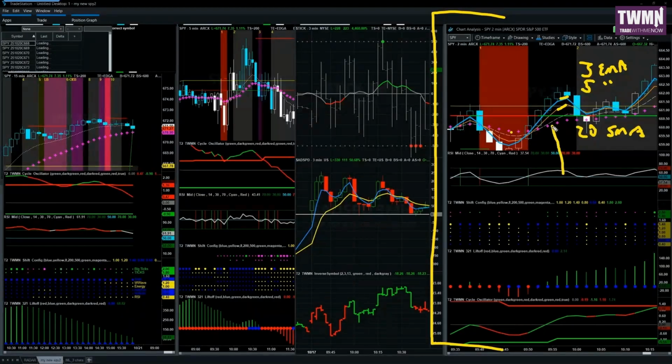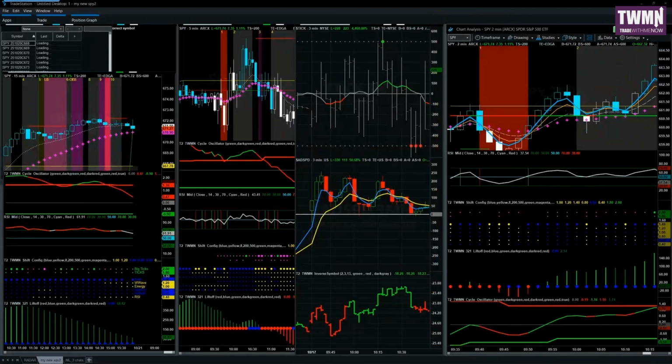I lied. I got the 10 right here. I like having the 10 and the 20 together. I just do. See, 10, 20, 5, 3. Beautiful. It's a beautiful ribbon. 3, 5, 10, 20 on a 2-minute chart. Very effective. Look how it swings and pop, and then they're all in alignment. Pull back, boom, pop, all in alignment.